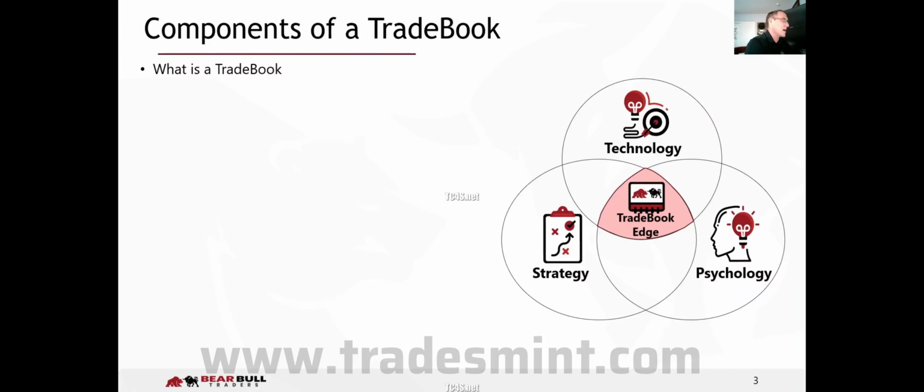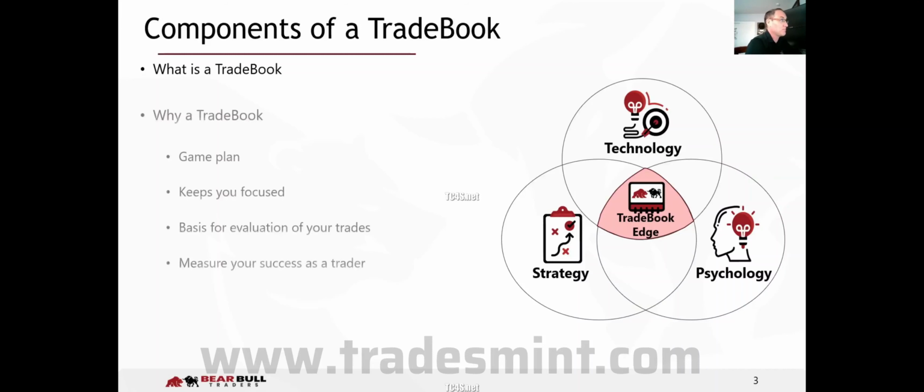But for this module of courses, what you need to understand is that this trade book is where you're going to put everything that you know about trading and what you want to look for in a stock. And once you have that done, then it's about tweaking it and making it your own and putting your own DNA on it so that when you execute it, it becomes your trade book edge.